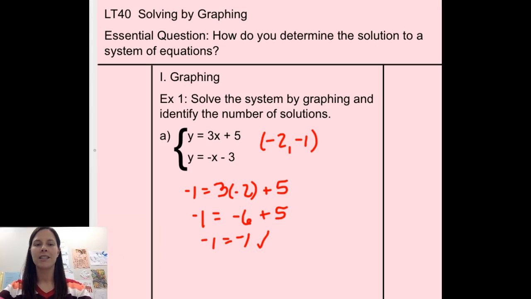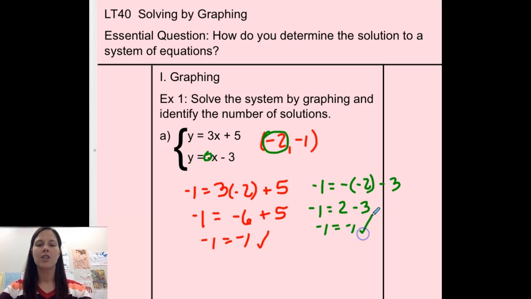Let's see what happens for that second equation, substituting -1 for y. Now be really careful on this one. There is a negative sign in front of the x that we cannot drop, and our x value is -2. We can't drop that negative sign either. Keep both of those negative signs. Order of operations on the right, the opposite of -2 is 2, and 2 minus 3 is -1. So it checks out for that as well.